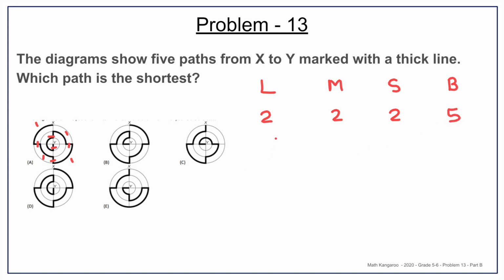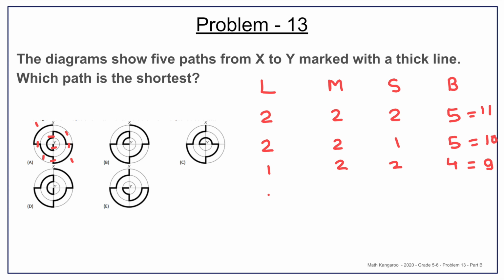Similarly, option B, we have 2 large, 2 medium, 1 small, and 5 bridges. The sum of this is 10. Option C, we have 1 large, 2 medium, 2 small, and 4 for the bridges. That gives us 9.